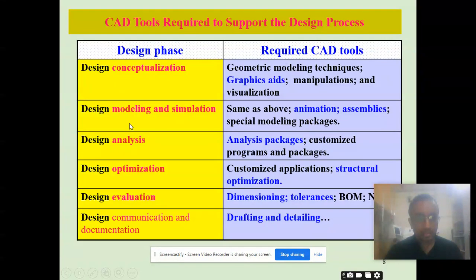Now here comes the design analysis. For the design analysis, we need design analysis packages, customized programs and customized packages as well. For design optimization, same, customized applications are required. Sometimes structural optimization is also required. For design evaluation, we require dimensioning, tolerances, and bill of material. For design communications and documentation, we require drafting and detailing.